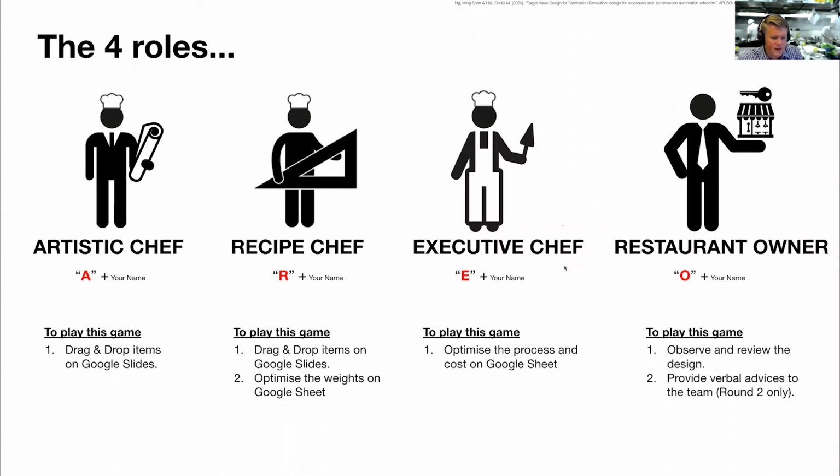The executive chef, which you can put an E in front of your name if you would like to be, is really about the process, about the optimization and the cost of the salad. So you'll have to think about the costs, and if that's you, then put an E in front of your name. And finally, the restaurant owner: if you want to be the boss, then you can put an O in front of your name. Your job here will be to observe and review the process and give feedback on how they've done in meeting your objectives.